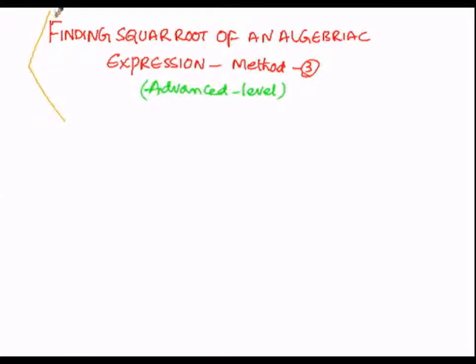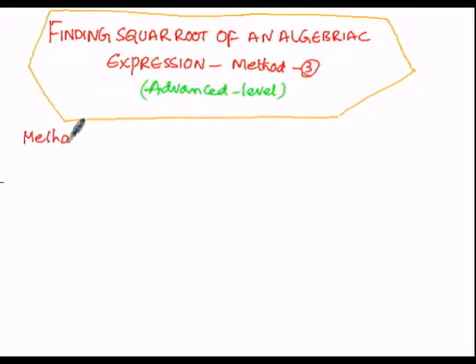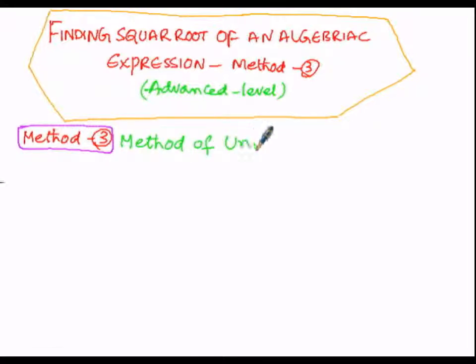So here, in method number 3, we are finding the square root of an algebraic expression which is not a monomial. The method is nothing but the method of undetermined coefficients.